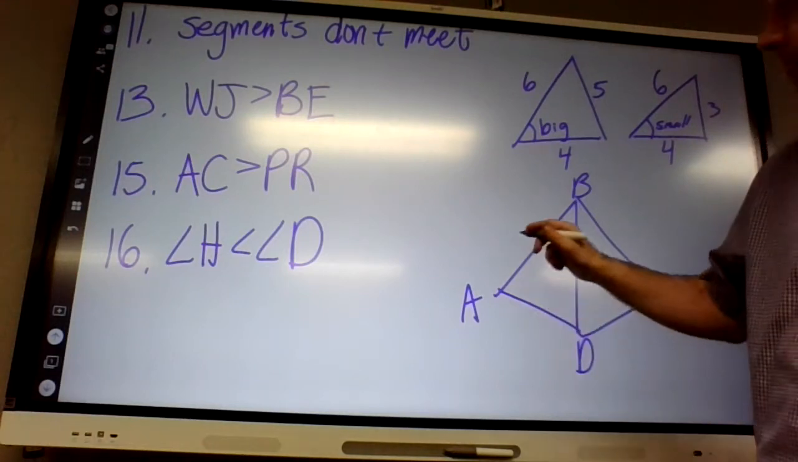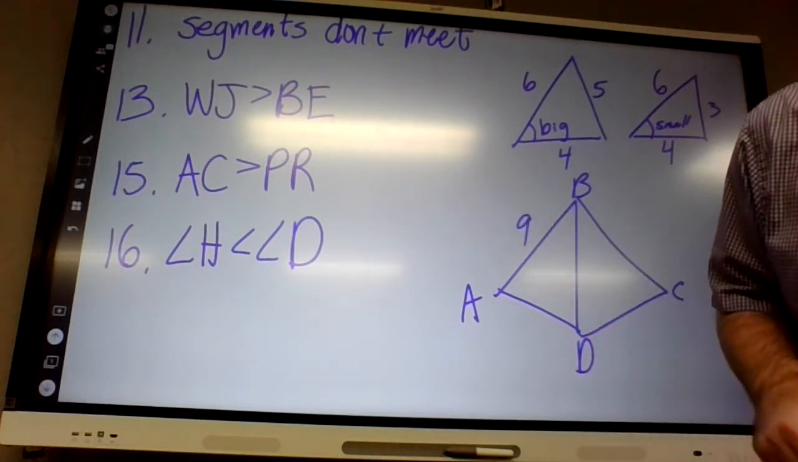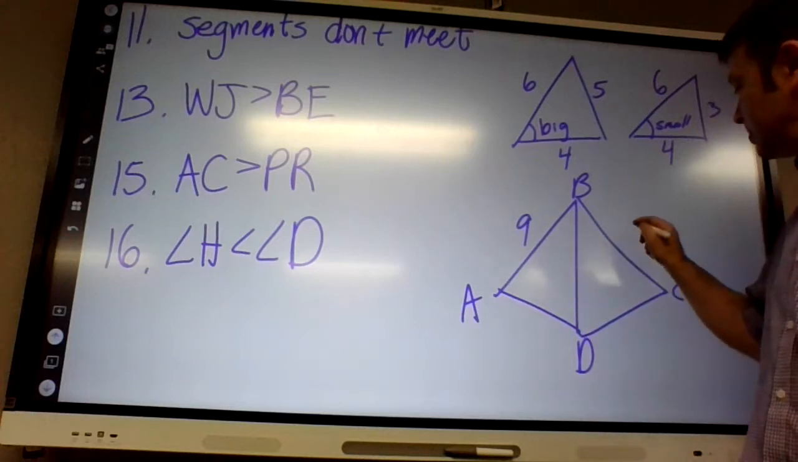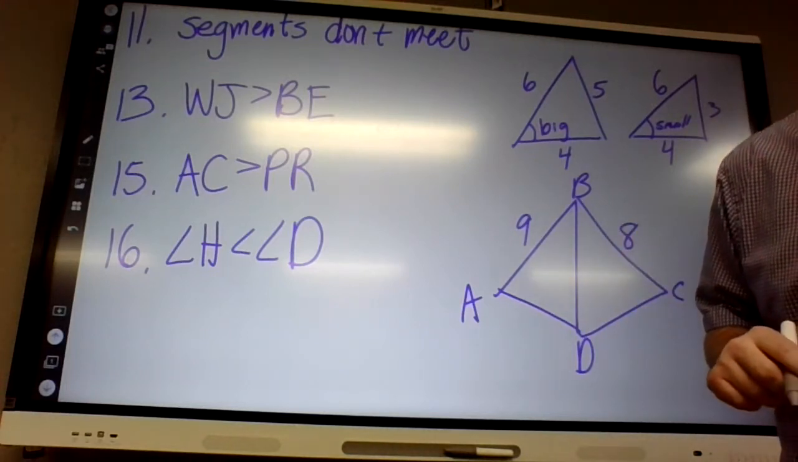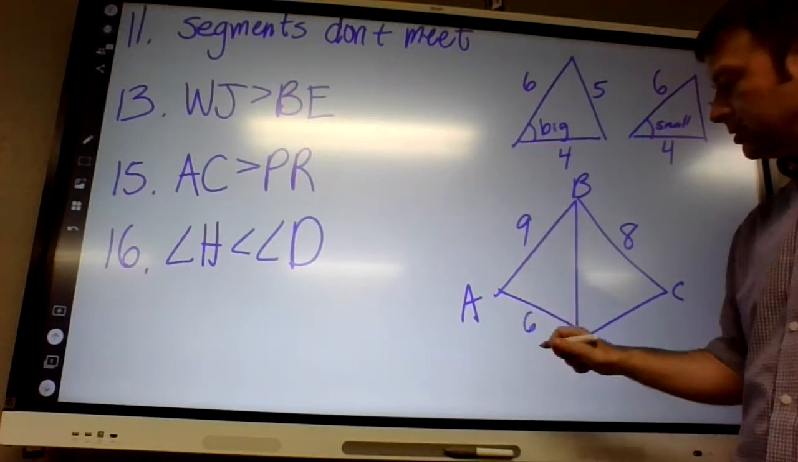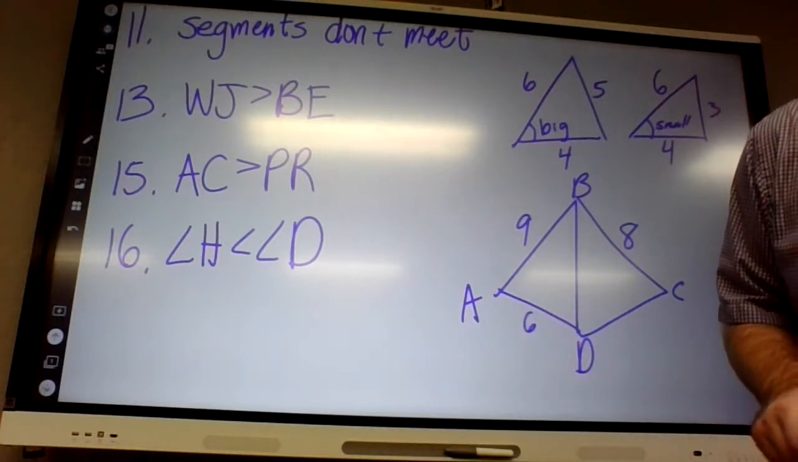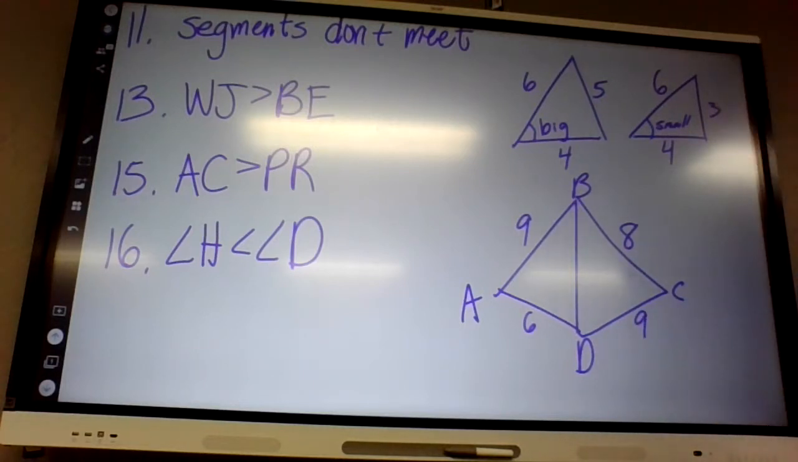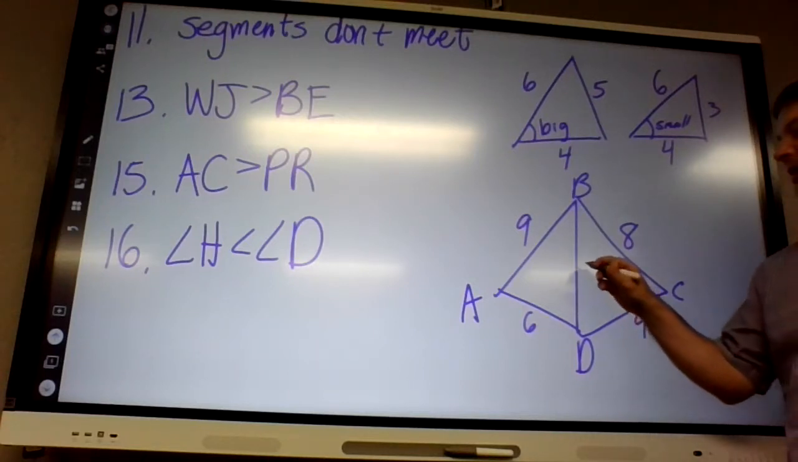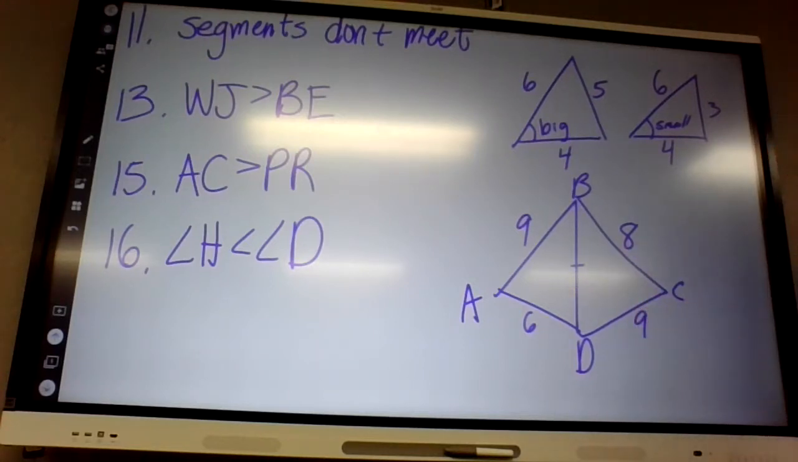AB is 9. BC is 8. AC is 6. And DC is 9. Ooh. Youch. Okay. Well, what else do we know in this picture? Yeah, BD is the same in both.